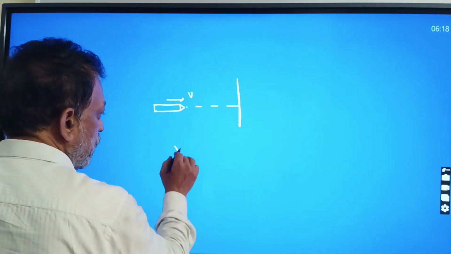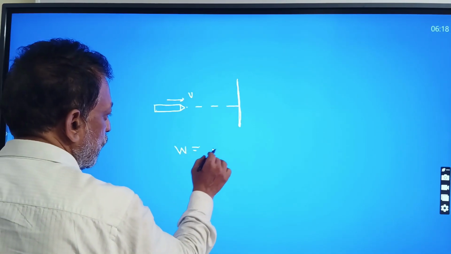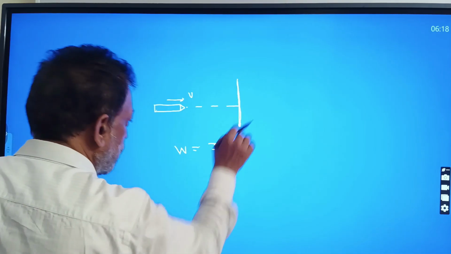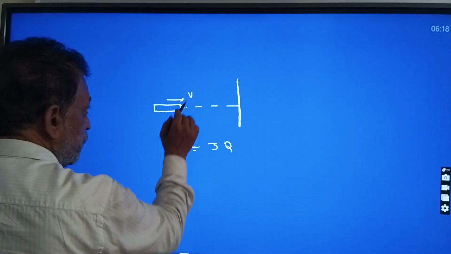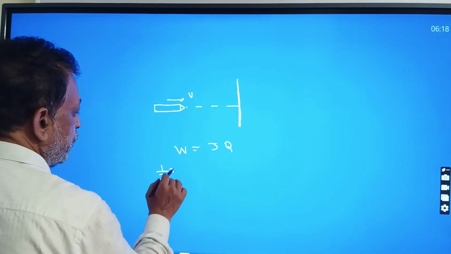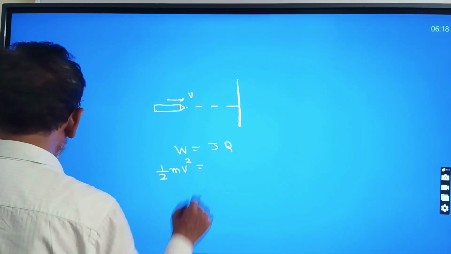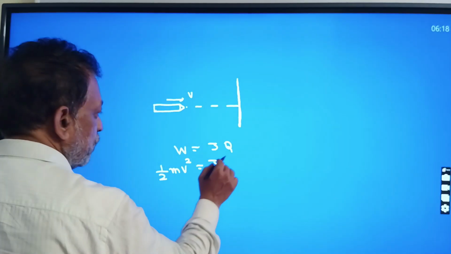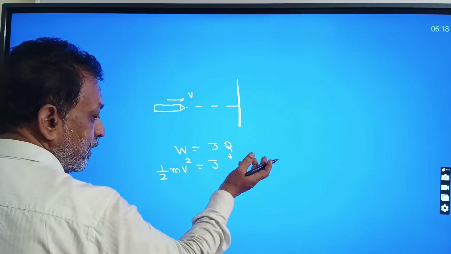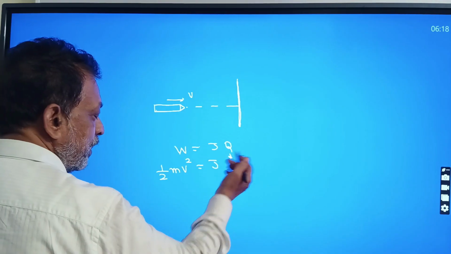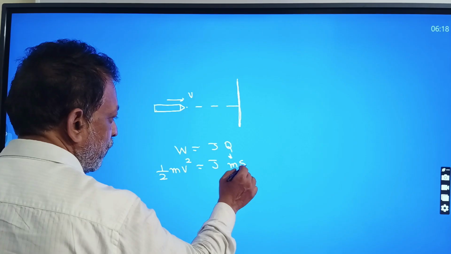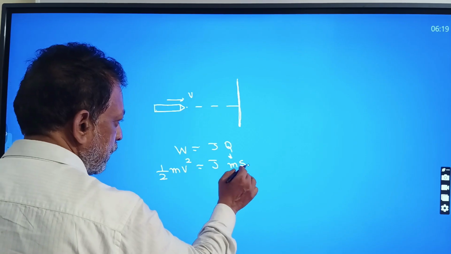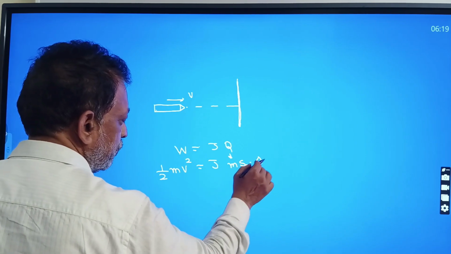So that means work done W is equal to JQ, the formula. This is the work done. What type of work done? Kinetic energy. What is kinetic energy? Because of the moving velocity, half m v square is equal to J. So what happened? The temperature and the heat also increase. That is Q is equal to m s, where s is the specific heat, which is generally copper, into delta T.